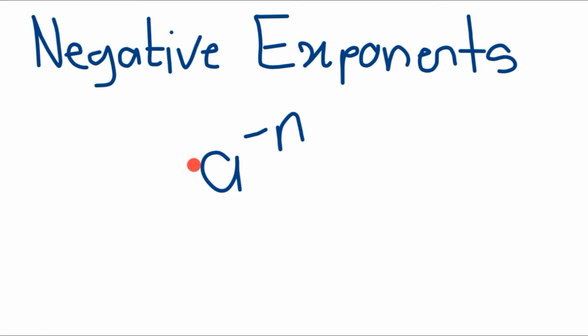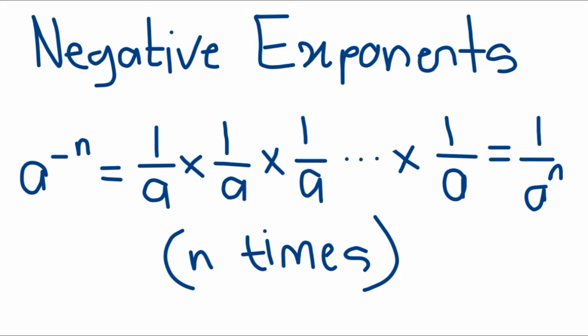Now when having an expression like this, it means that a will divide into 1 how many times? n times. So that will be written as 1 over a times 1 over a times 1 over a, going on to the last term, which is 1 over a. And a divides into 1 n times, as indicated by the index there.